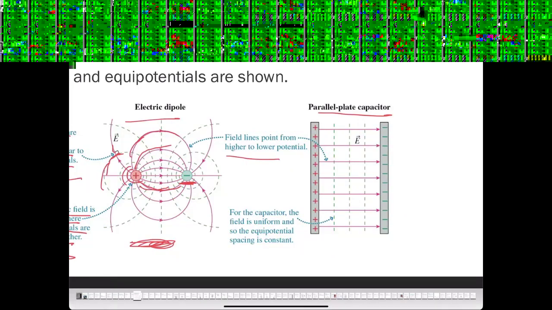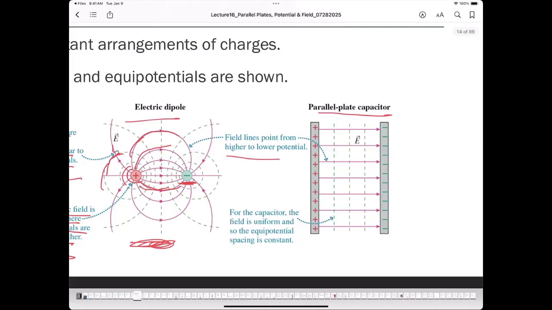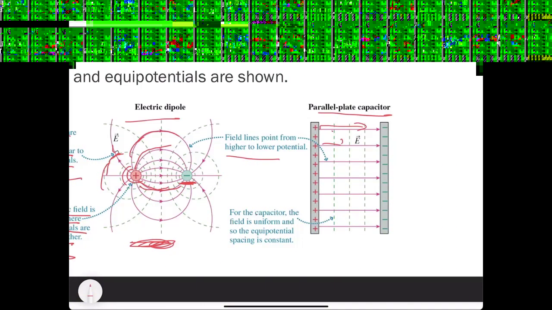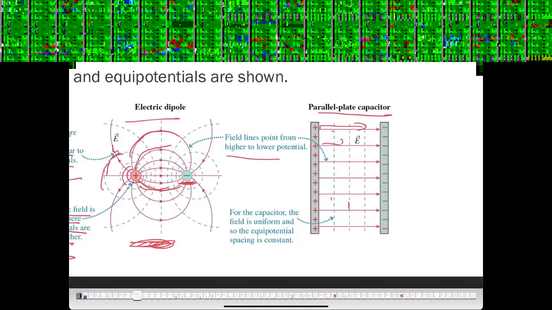Okay, for the parallel plate capacitor, the field lines point from here to lower potential, a similar thing. And for the capacitor, the field is uniform, so the equipotential spacing is constant. Because the field is uniform, everywhere is the same, so the equipotential spacing is constant. Does that make sense to you? Okay, let's continue.